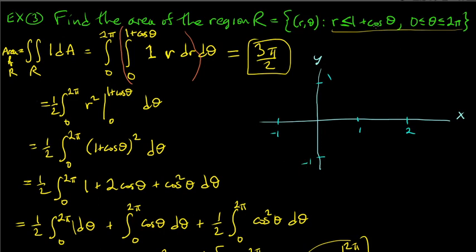And cosine of pi over 2 is 0, so when theta is 0, we get 2. When theta is pi over 2, we get 1. When theta is pi, remember cosine of pi is -1. 1 plus -1 is 0. So we're back to 0. So what we end up with is this region here.